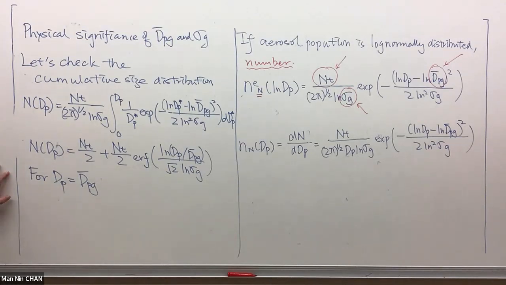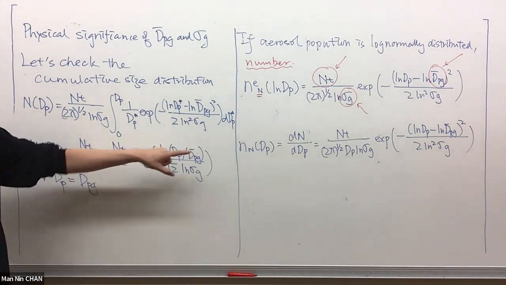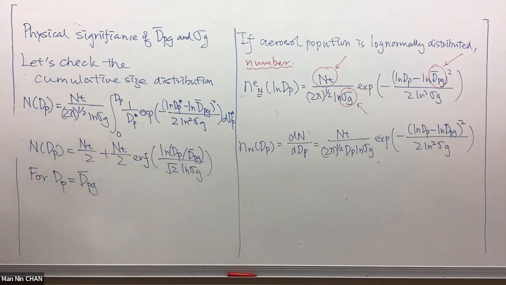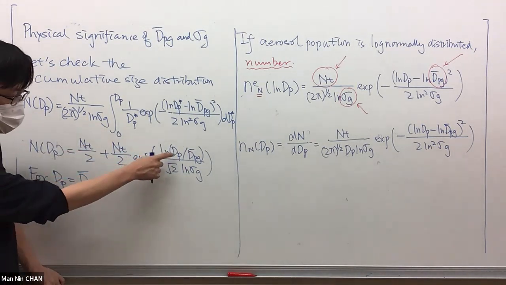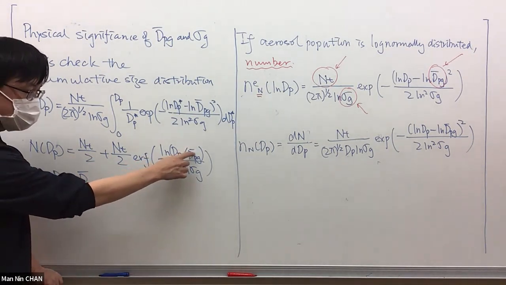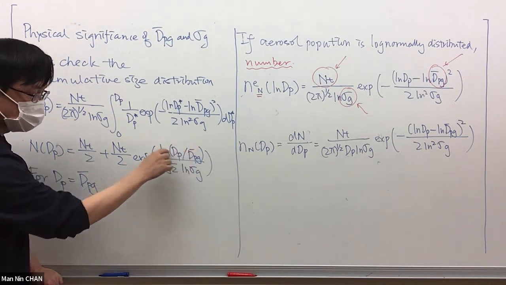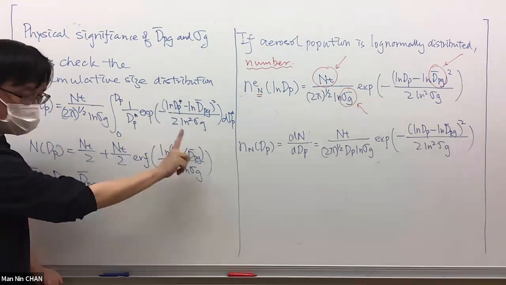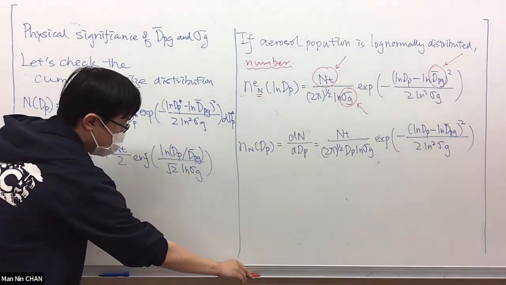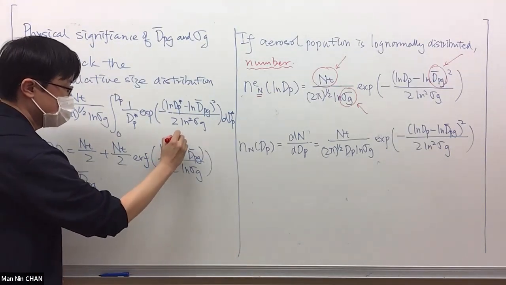So if you set this, the particle size that we are interested in is just equal to your dpg bar here. So now you can put this into this equation. You will see that if your dp here is just equal to the dpg bar here, then this term will become 1.